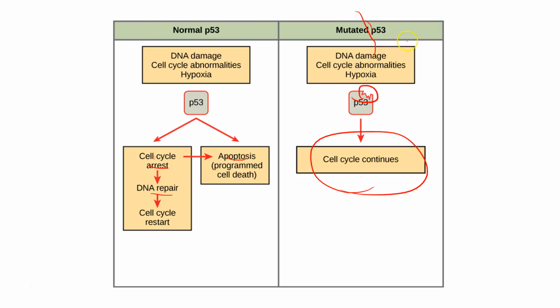And in nearly all forms of cancer, when they look at them, they usually find that somewhere along the formation of the cancer there was a mutated p53 gene. So it's a big region of interest in terms of cancer research.